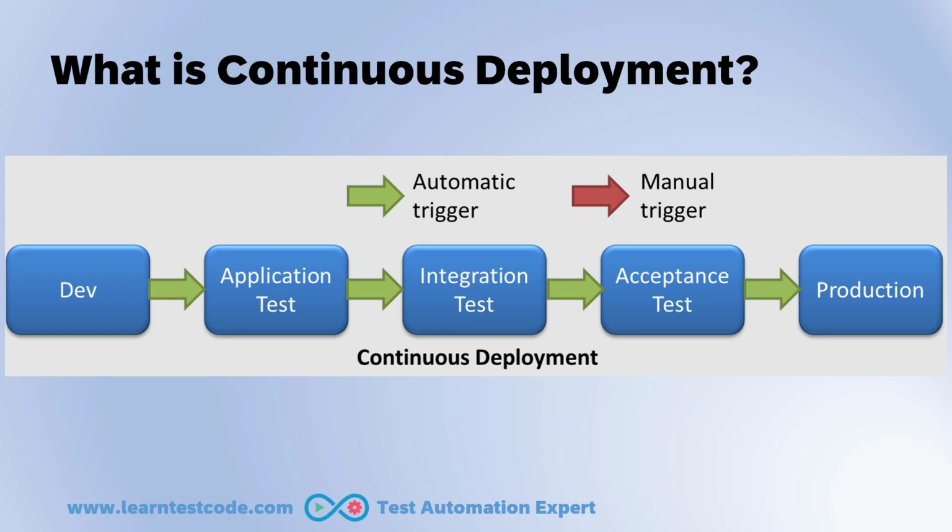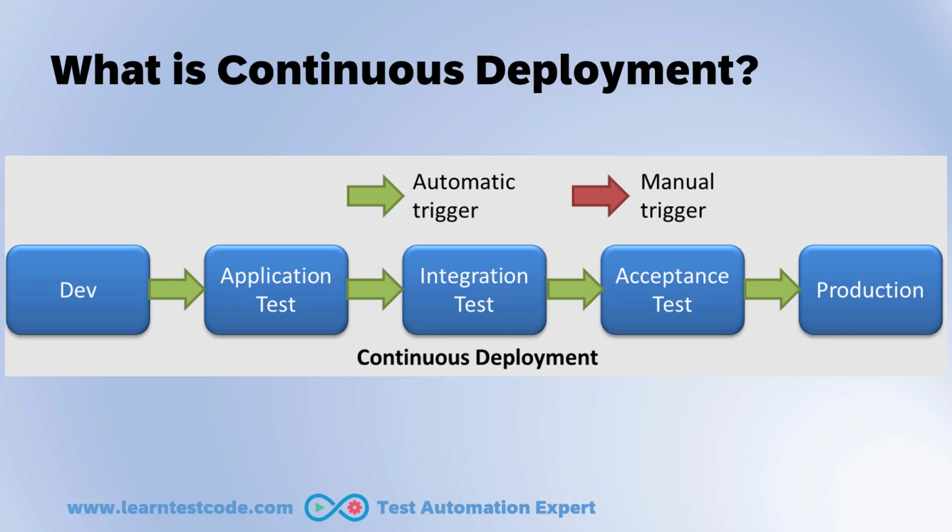What is then continuous deployment, and what is the difference from continuous delivery? So as we can see here, also in continuous deployment process, we have different phases: development, unit testing, application testing, integration testing, and then we have acceptance testing. And in continuous deployment, the trigger to the production is done automatically.